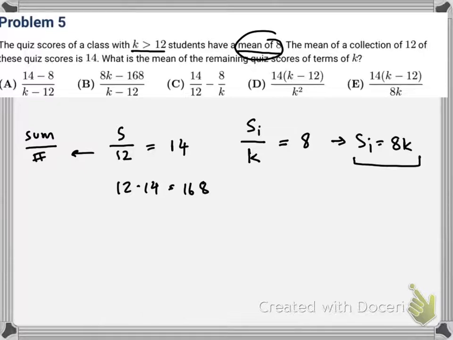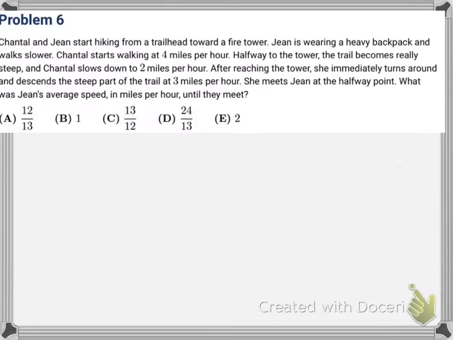And now the remaining quiz scores is going to be the first total minus the second total over the total number of students minus the group that we used in the second total. And hey, this aligns with option B, so that's our answer.